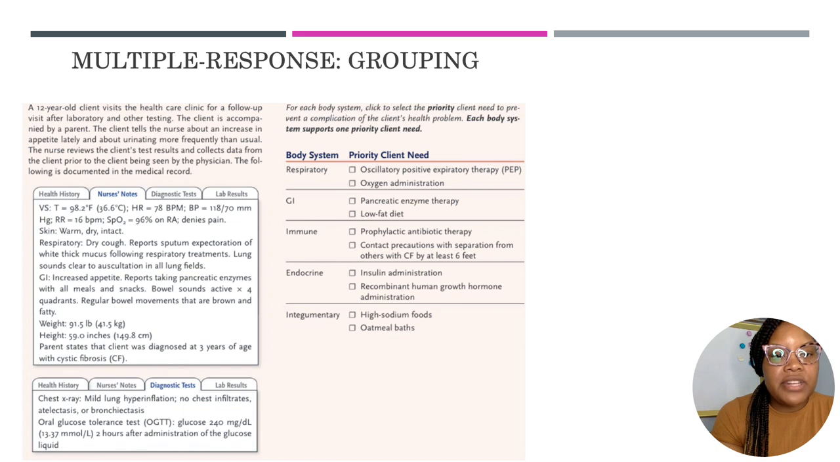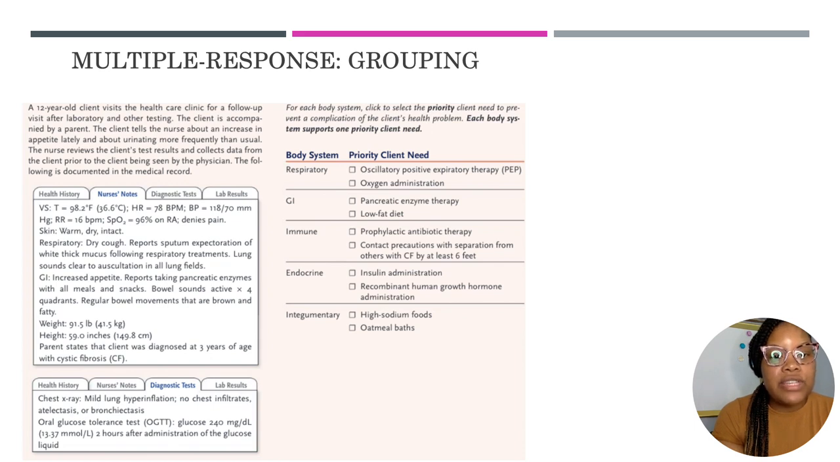So we're looking at the patient's vital signs. Temperature of 98.2, heart rate of 78, blood pressure 118/70, respiration 16, oxygen 96 on room air, and the patient reports no pain. Their skin is dry and intact and warm. Respiratory, they have a dry cough. They report sputum that is white and thick mucus following respiratory treatments. Their lung sounds are clear when you're listening to them.